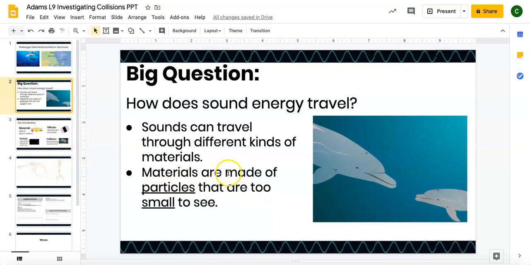So we're going to continue answering the question of how does sound energy travel by actually investigating some collisions today, and start visualizing how particles collide into one another and how they actually help us hear the sound waves.